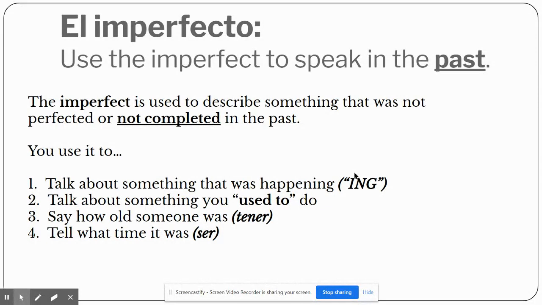And then last, tell what time it was, ser. So we know we use ser to talk about the time, like son las, but to talk about something that happened in the past, let's say I want to communicate, it was 12 o'clock. Talk about when I ate lunch and it was 12 o'clock, I would use the imperfect to communicate that time.